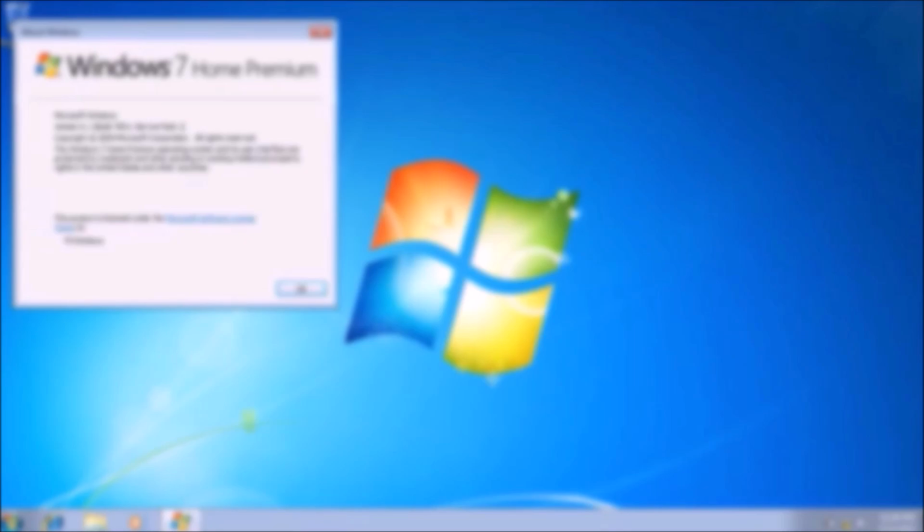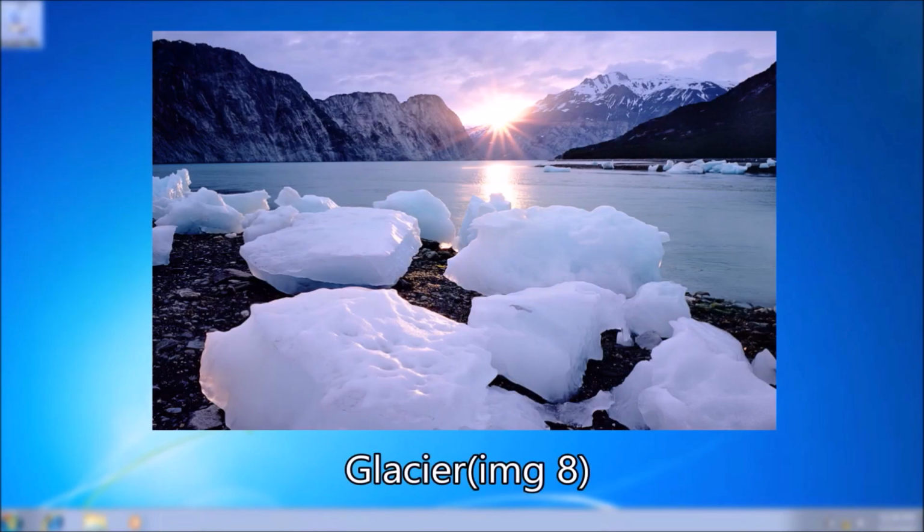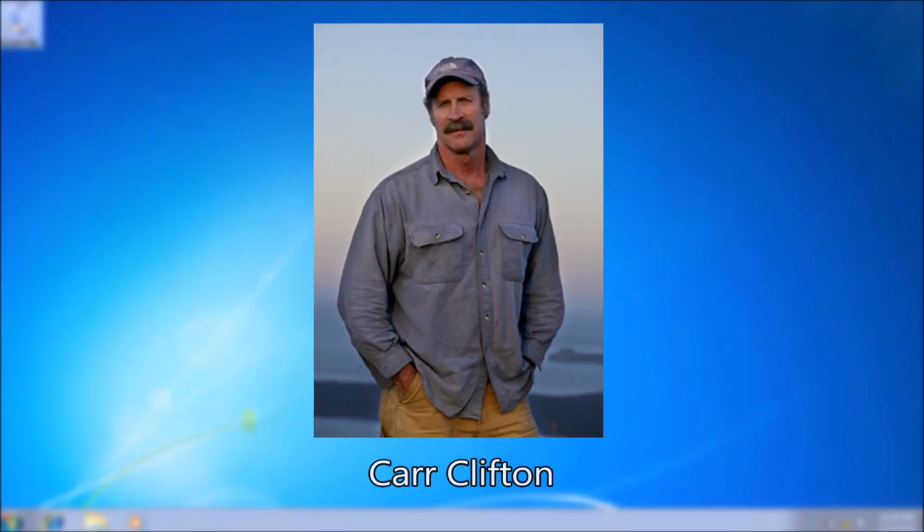The first, and the one that you've most likely seen before, is the Glacier wallpaper, also known as simply Image 8. It was photographed in 2006 by American photographer Carl Clifton.